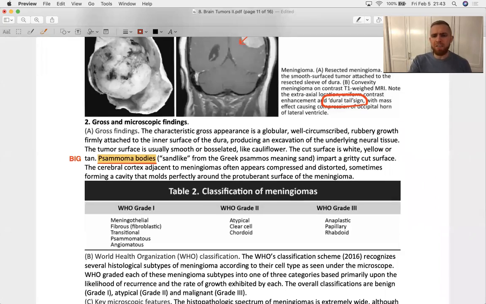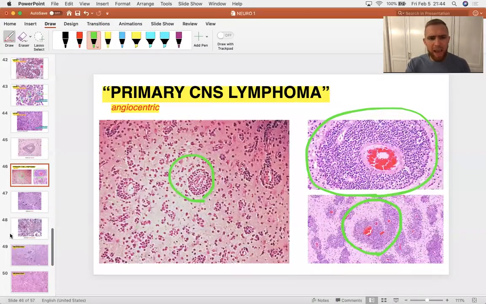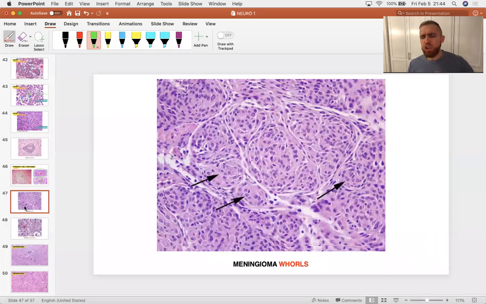What do you see on histology? Let's take a look at it. You see whorls, okay? Like it's wavy. It's a wavy dude, okay? This tumor is not a straight line guy.